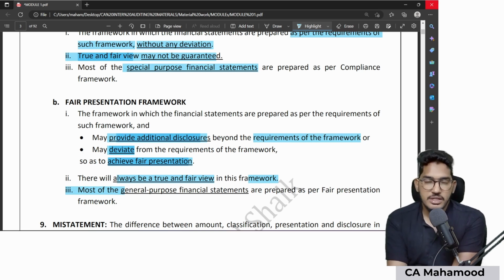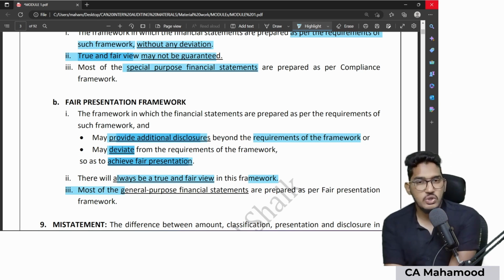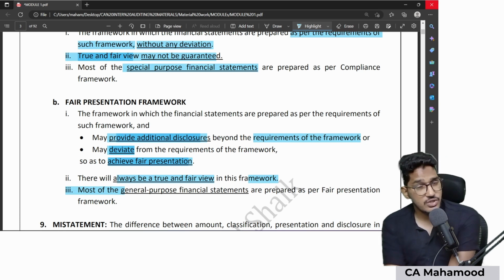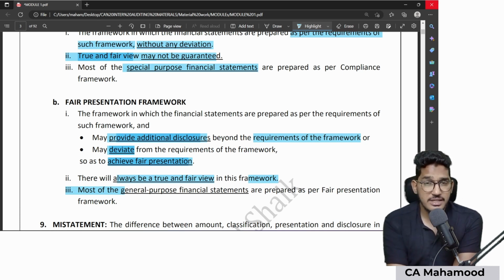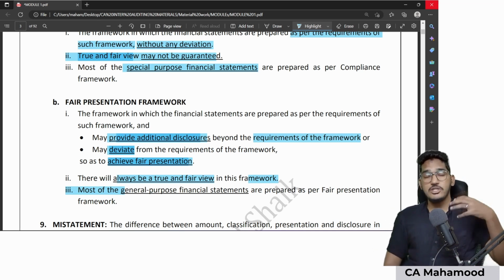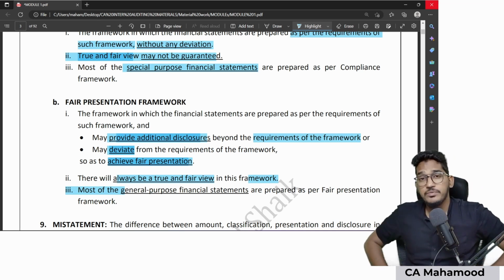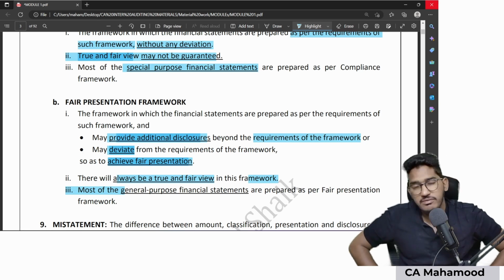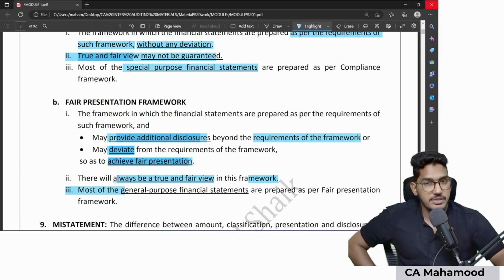Why? Because Section 129 of the Companies Act, which talks about financial statements, says that financial statements shall be prepared as per Schedule 3 and accounting standards, but at the same time they shall give a true and fair view also. So what has the Companies Act put the focus on? They ask you to prepare the financial statements as per Schedule 3 and accounting standards, but at the same time they also ask you to prepare financial statements as per true and fair view. And as we all know, where will there be a true and fair view, in the compliance framework or the fair presentation framework? In the fair presentation framework.